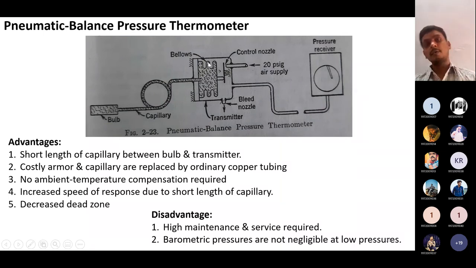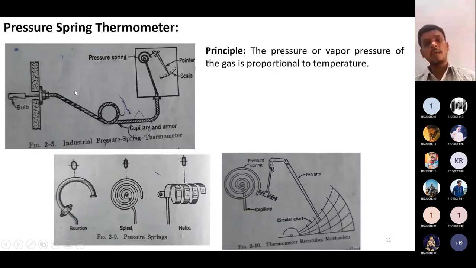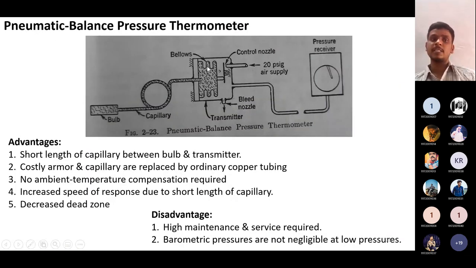So the advantage of this type of pneumatic balance pressure thermometer is the short length of capillary between the bulb and the transmitter. Whereas in the previous case, the pressure spring is the receiver here, or the transmitter here, and between the bulb and transmitter there is a very long length of capillary and armor. That can be suppressed using this pneumatic balance pressure thermometer. Costly armor and capillary are very costly, and here they are replaced by ordinary copper tubing.